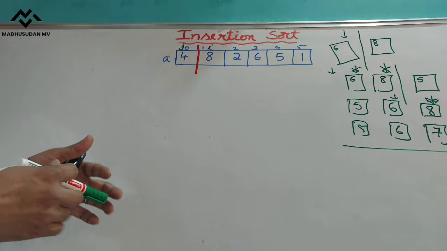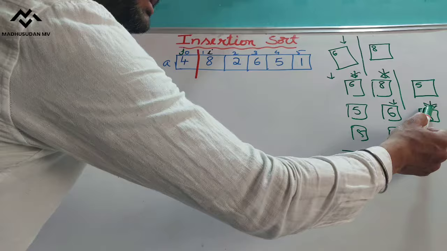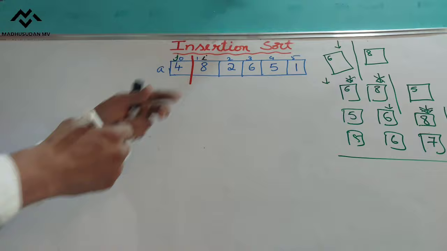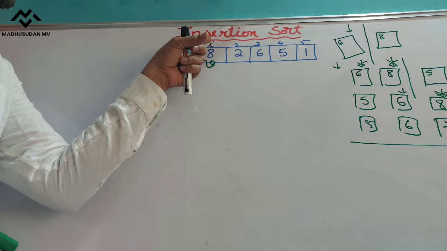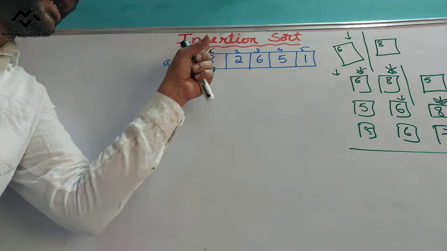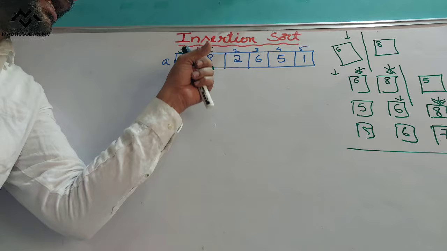Now, what I need to check is A of J. Again, see, when I keep this element in its position, this will get overwritten, right? So, for that, whatever the ith element is, I store it in another variable called V, value. I and J are index positions, where V holds the value stored in the ith position. So, V indicates the element. Here V is 8. In this example, value is 8. I is 1. J is 0.